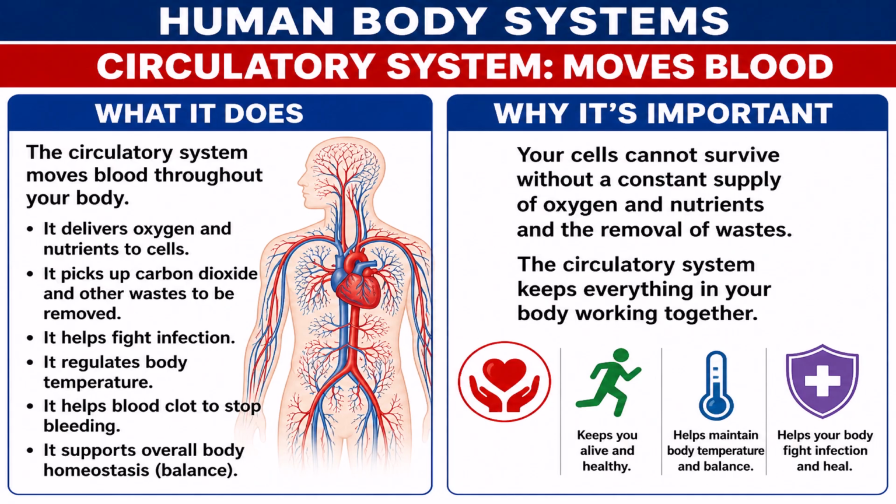Now, let's find out why it's important. Your cells cannot survive without a constant supply of oxygen and nutrients and the removal of wastes. So the circulatory system keeps everything in your body working together. Keeps you alive and healthy, helps maintain body temperature and balance, and it helps your body fight infection and heal.